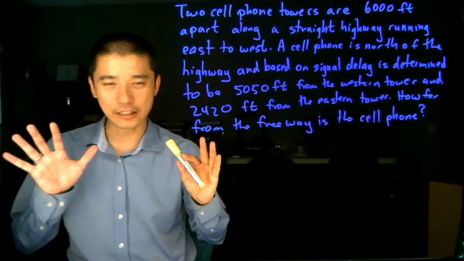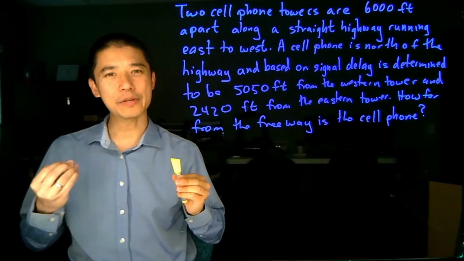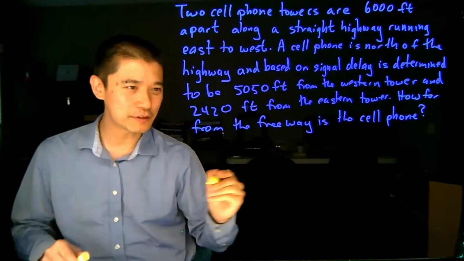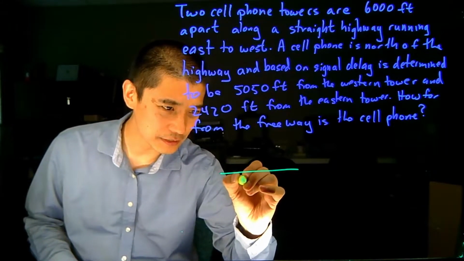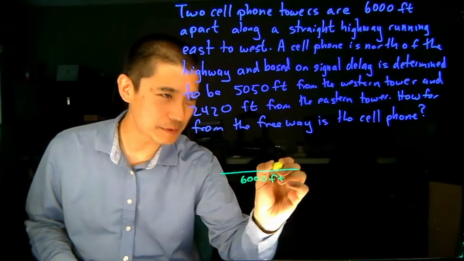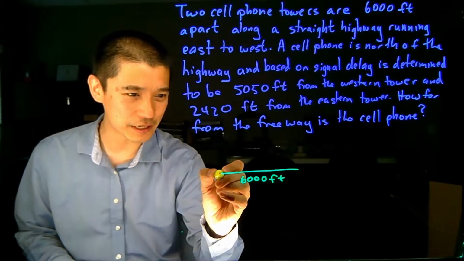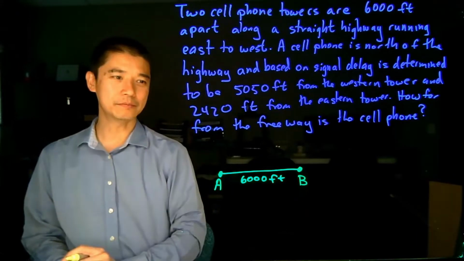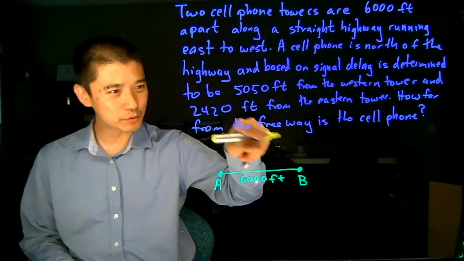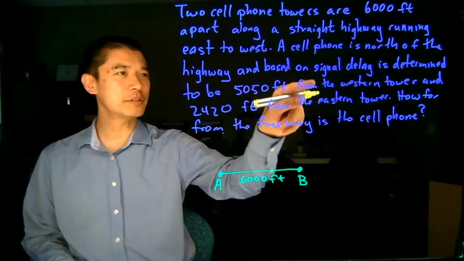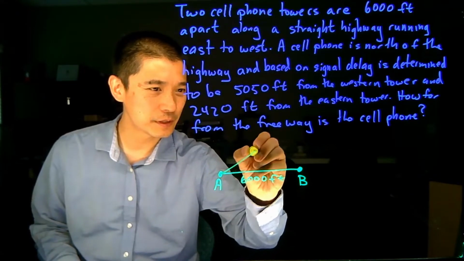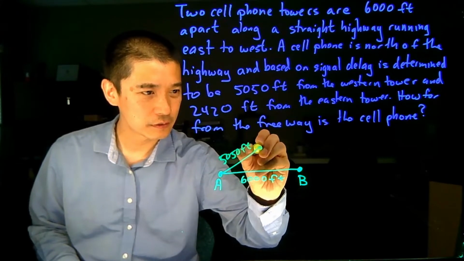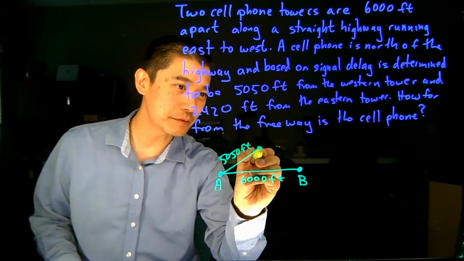Now this problem has a lot of words again, and so we need to take a moment and just sort of think through all the bits and pieces. Two cell phone towers are 6,000 feet apart, so 6,000 feet apart, and I wrote it this way because we're on an east-west highway, separated by an east-west highway. So here's cell tower, let's call it A, and cell tower B. There's a cell phone somewhere to the north, somewhere up here, and it is determined to be 5,050 feet from one tower, and then 2,420 feet from the other.